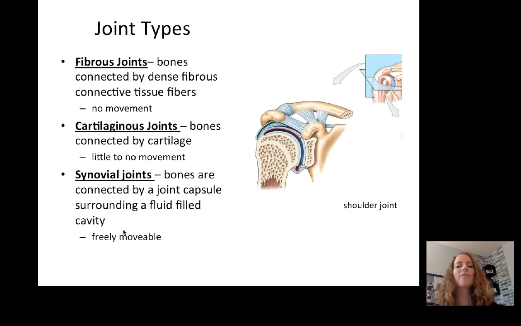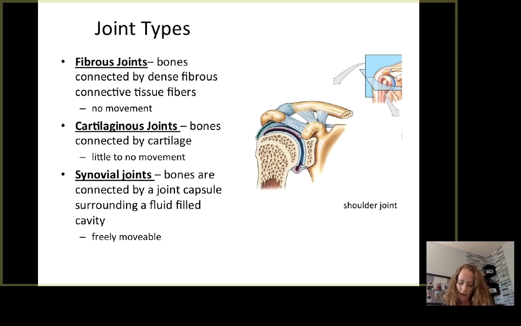All right, joint types. So there are fibrous joints, where the two bones are connected by dense, fibrous connective tissue fibers. They typically have no movement. Cartilaginous joints are bones only connected by cartilage, and they have little to no movement. Think of the pubic symphysis as a cartilaginous joint. Synovial joints: bones are connected by a joint capsule, and we're going to mostly be talking about, during this unit, the synovial joints. The synovial joints are the freely movable joints. Just about every common joint complaint is going to be surrounding a synovial joint. So that is the joints of the shoulder, the hip, the knee, all of the joints that contain fluid. So synovial joints are connected by a joint capsule surrounding a fluid-filled cavity, and that fluid, of course, is the synovial fluid.